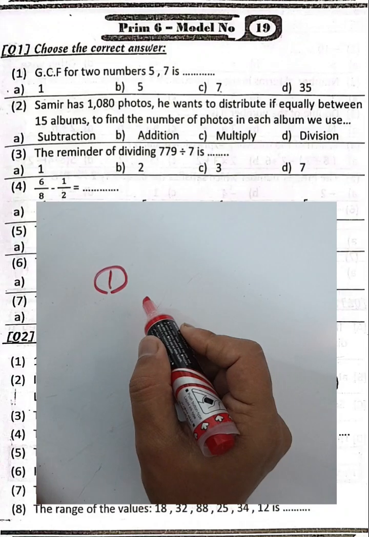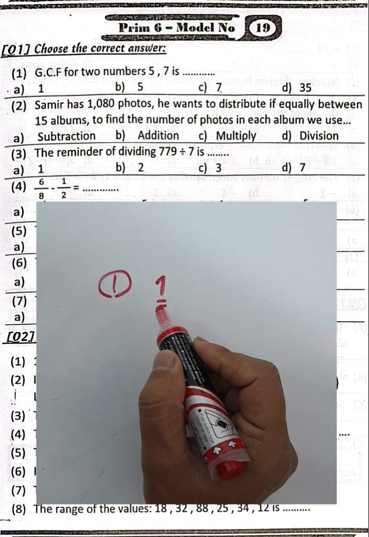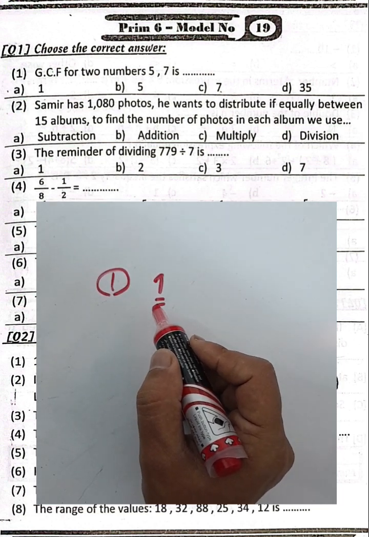The factors of the two numbers 5 and 7 are 1, 7 and 5. We call these relatively prime numbers. 5 and 7 can't be divided by any number other than 1.